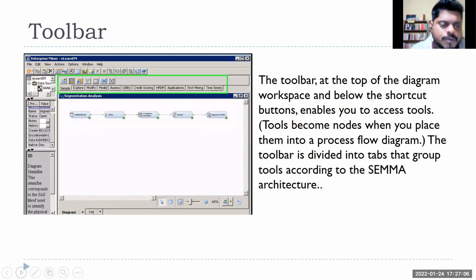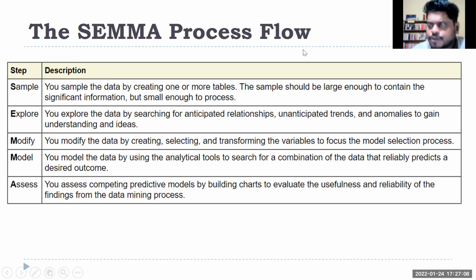So this is the toolbar. This is the SEMMA process flow: Sample, explore, modify, model, assess. So for computing predictive models, there are different models which we will create, then compare and say that, okay, out of these three models, this is the best model which is working for us, right?